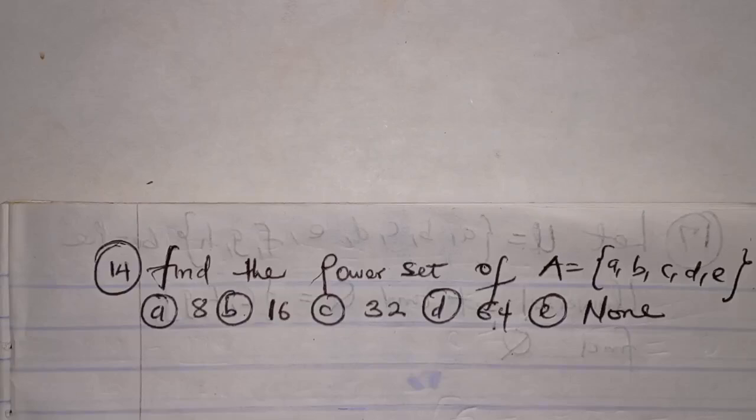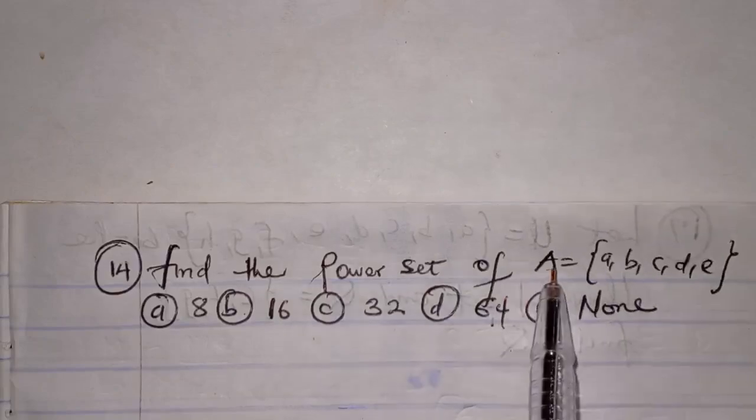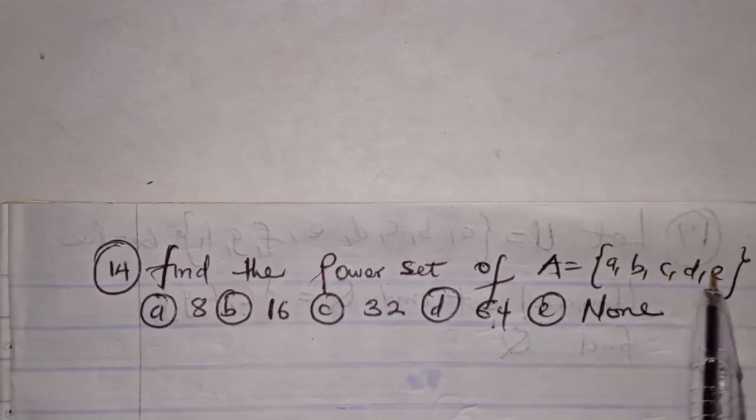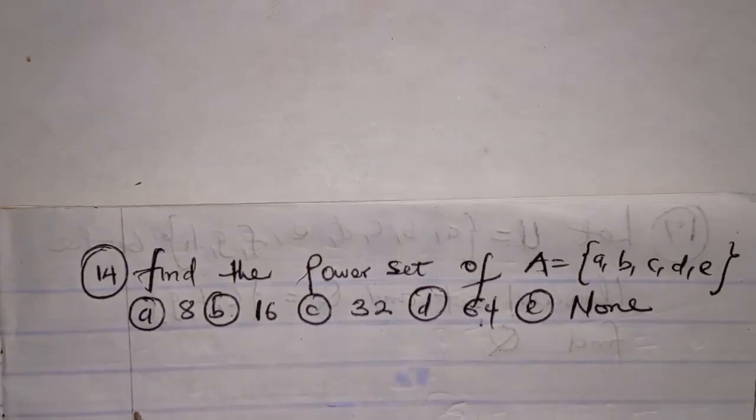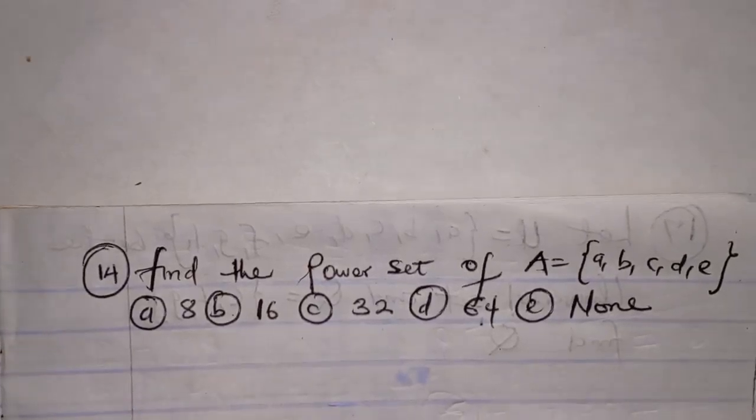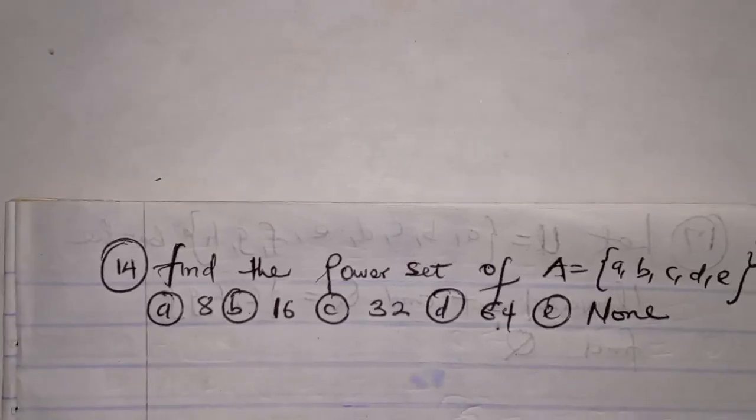This is question 14 under sets. The question says, find the power set of set A, which has the elements A, B, C, D, and E. Okay, if I know what power set is, then I will know that the answer to this question is option E, which is none of the above. It is simple. The power set of a set is the set of all possible subsets of that set, including the empty set. I just said the power set of a set is the set of all possible subsets of that particular set, including the empty set.